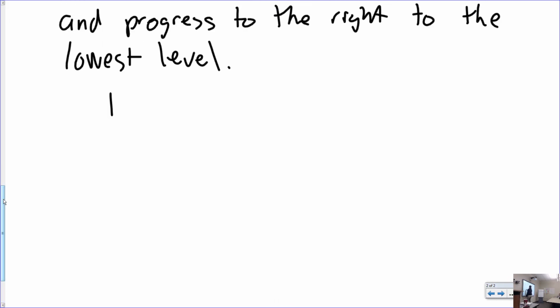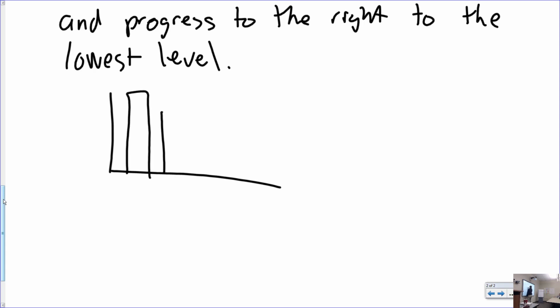So a Pareto bar chart looks something like this, where the tallest bar is always going to be first, the second tallest bar is second, the third, the fourth, the fifth. However many classes you have or however many bars you have, you just make sure they're in a descending order, all right?